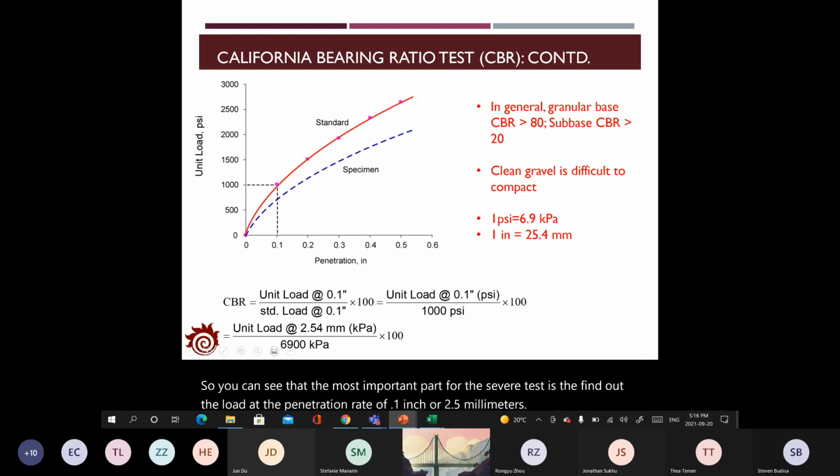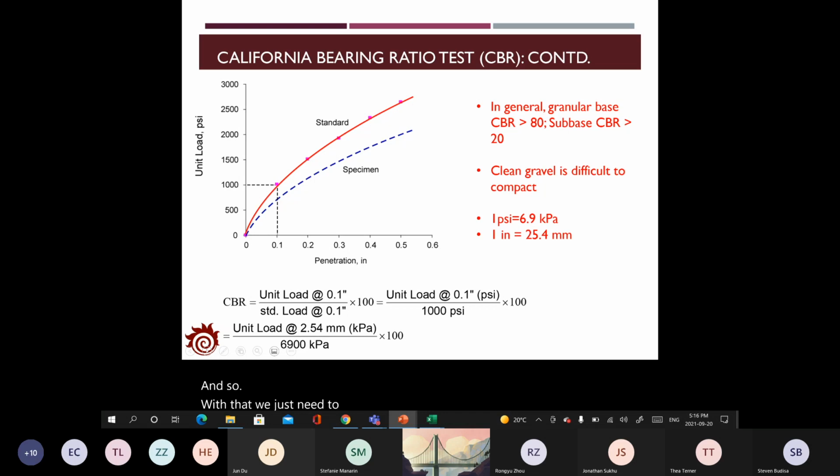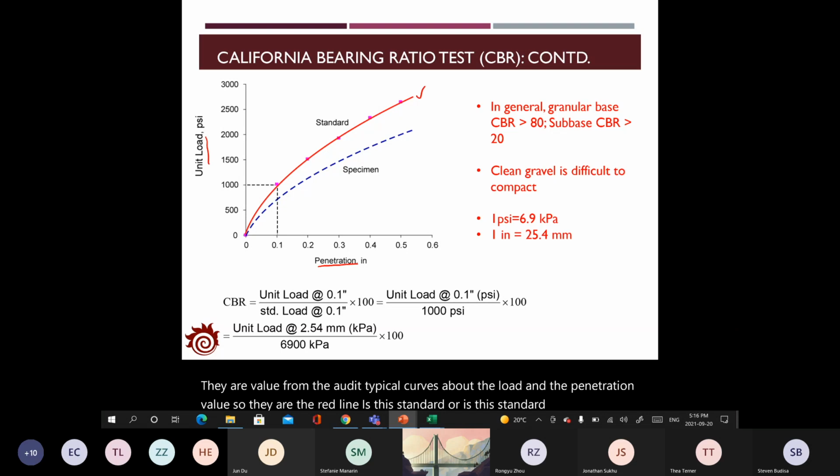And so with that, we just need to record all the penetration values and the load applied to the specimen. So this figure actually shows the typical curves of the load and the penetration value. The red line is the standard relationship between the load and the penetration, and the blue line is the test value for the sample.